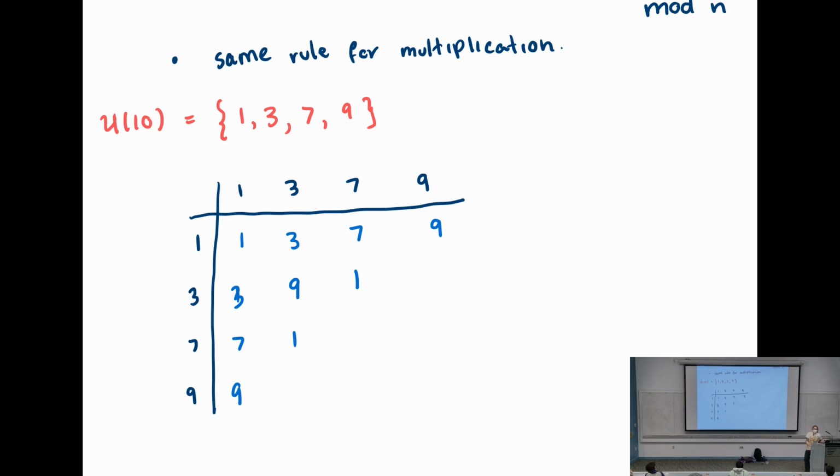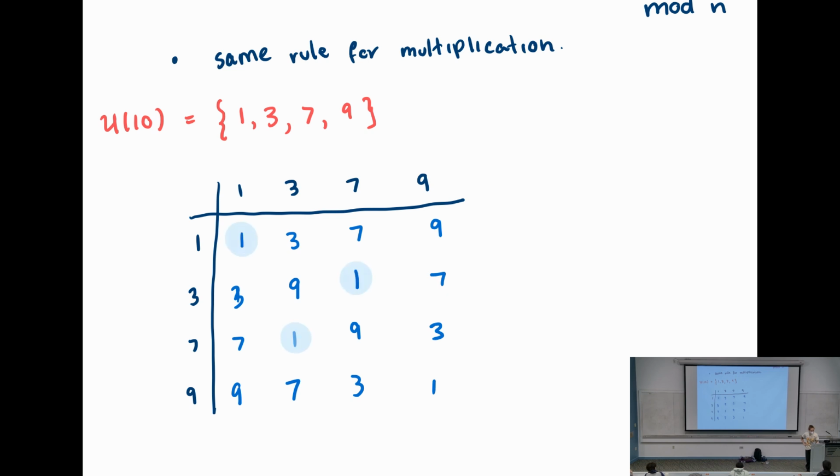What about 7 times 7? 9, yeah. And then 3 times 9, we'll get, okay, I just did that multiplication wrong. So this will be 7. And then what is 7 times 9? 63? I guess we better get 3 in this column, so we get 3 here, and then 9 times 9 is 81. Okay, so this is the multiplication table for this group.